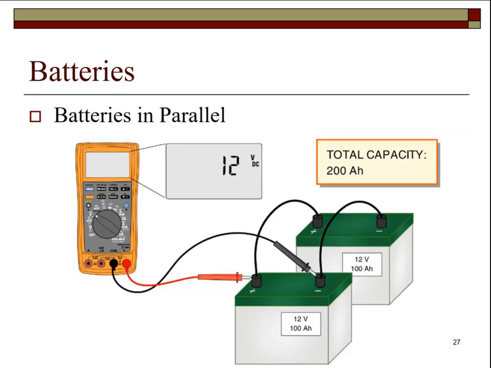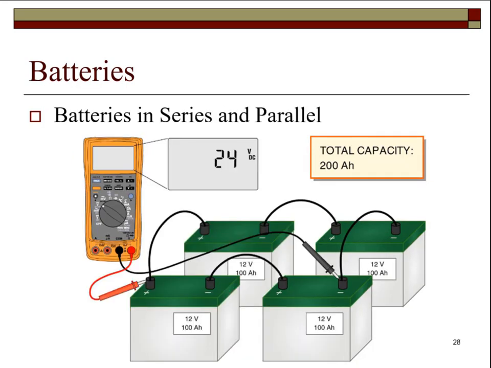We can wire the batteries in parallel. In this case, the voltage will remain the same, but the amp hours would double to 200. We can also wire the batteries in series and in parallel. In this case, the 4 batteries will supply us 24 volts and a total of 200 amp hours.